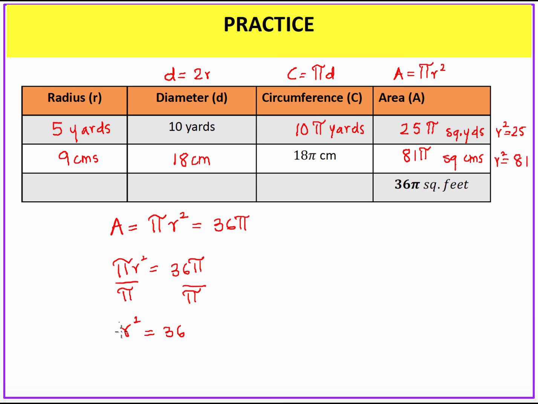That means we are looking for a number r, so that when you multiply it by itself, you get 36. And we think of all the squares that we know that 6 times 6 is 36, so r must be 6. So in this case, r is 6 feet, not square feet, feet, and so the diameter must be 12 feet, and the circumference is 12 pi feet.